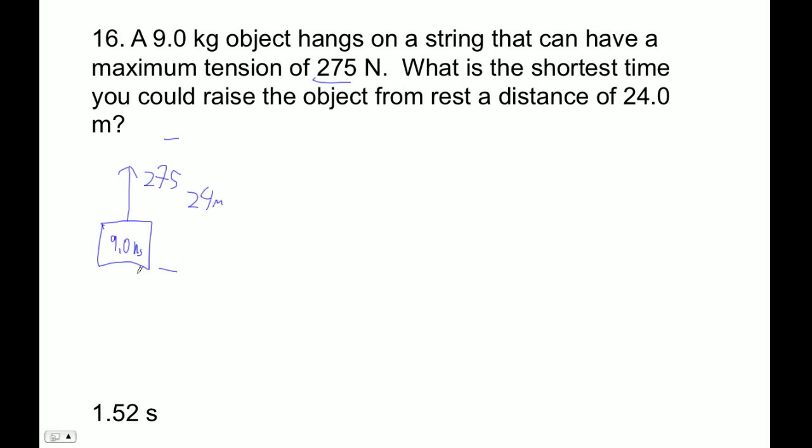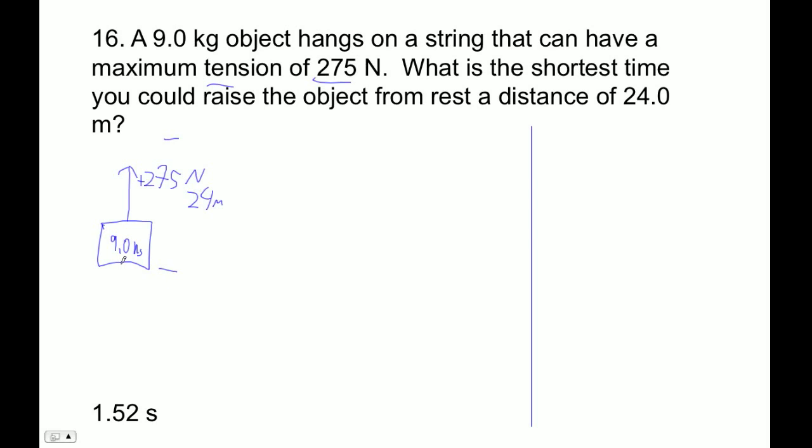I think what we're going to do is calculate the acceleration, and then we'll have to do a little SUVAT problem over here. So we're going to do F equals ma here, SUVAT over here. Okay, so 9 kilograms, 275 newtons is the upward force on it, because that's the tension in the string that it's hanging from.